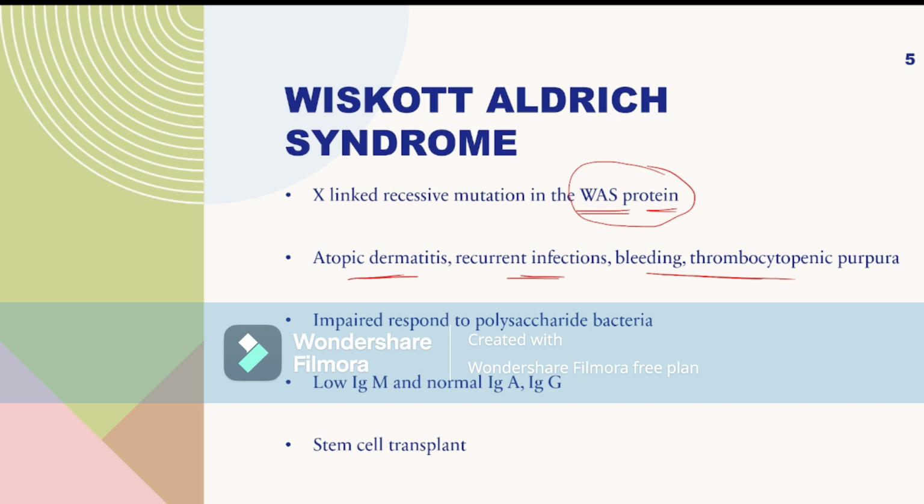In Wiskott-Aldrich syndrome, there is impaired response to polysaccharide bacteria. So polysaccharide vaccine is contraindicated in Wiskott-Aldrich syndrome. In Wiskott-Aldrich syndrome, the platelet count is low and there is also low IgM, but the IgA and IgG are normal. And the treatment of choice is stem cell transplantation. The child mainly suffers from polysaccharide bacteria, that means staphylococcal infection, Haemophilus influenzae infection, or any streptococcus infection.